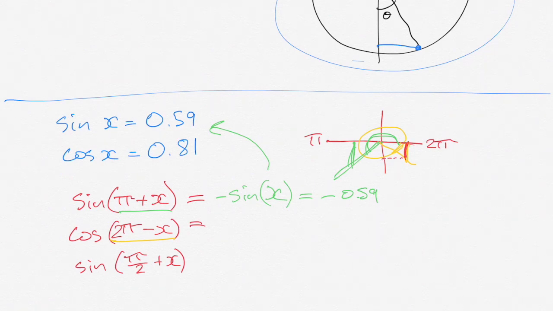In terms of cos of 2 pi minus x, we're going down there, but we're actually looking for the cos value, so we're looking for that value across there, and cos is positive in this quadrant, so that's going to be the same as cos of x, and so that's going to be a value of 0.81 without any negatives attached to it, because we know cos is positive in that quadrant.